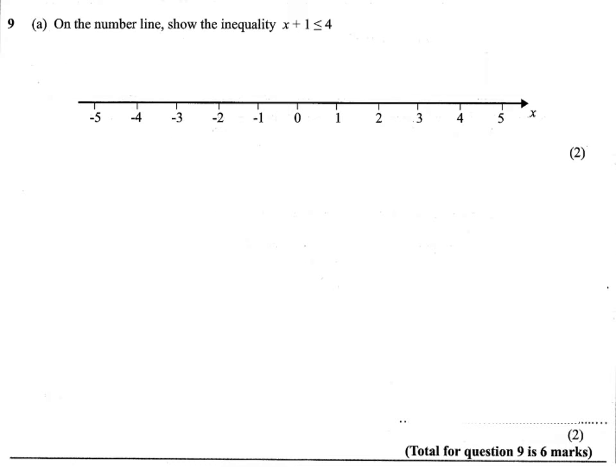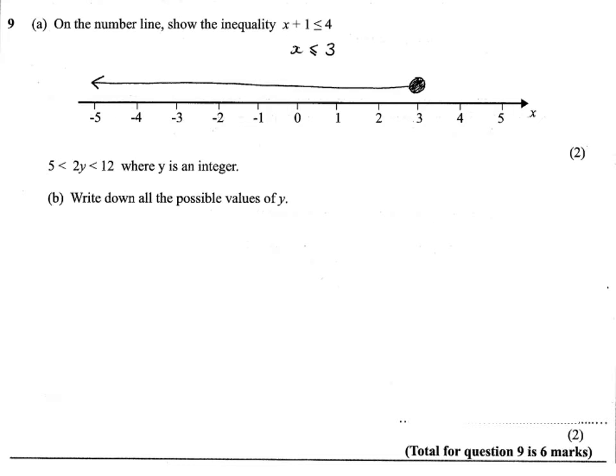In part A, we need to show this inequality on the number line. x plus 1 is less than or equal to 4. First of all, we want to solve it to get it just in terms of x. So subtract 1 from both sides and we'll get x is less than or equal to 3. Draw a circle above 3 and colour it in. We want any number less than that, so draw an arrow to the left.